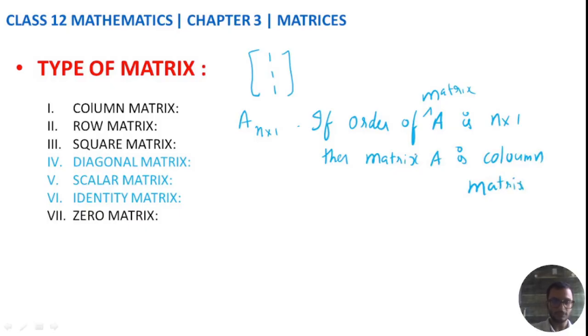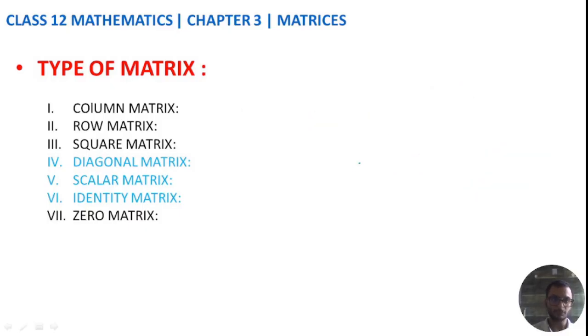So next is row matrix. So what is a row matrix? Similarly, involving only one row. So a matrix having order of the form 1 cross n, that is having only one row but many columns, is called a row matrix.